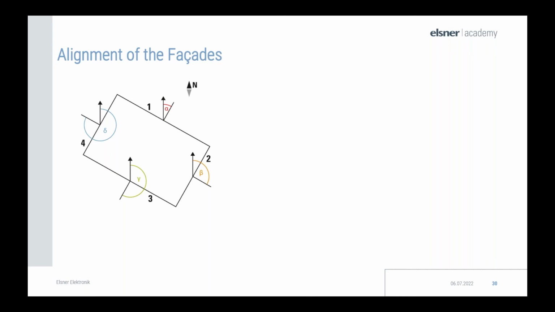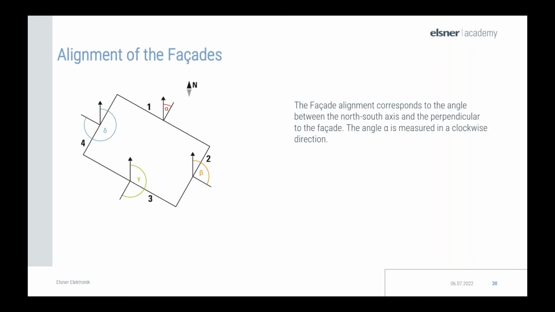It's the alignment of the facade. For the facade automation, we need to define the alignment of the facade. The facade alignment corresponds to the angle between north-south axis and the perpendicular to the facade. North stands for 0 degrees. The angle alpha is measured here in a clockwise direction. In the example, the angle marked here in red is rotated by 30 degrees to the north. Thus, the alignment for the facade corresponds to alpha equals 30 degrees.